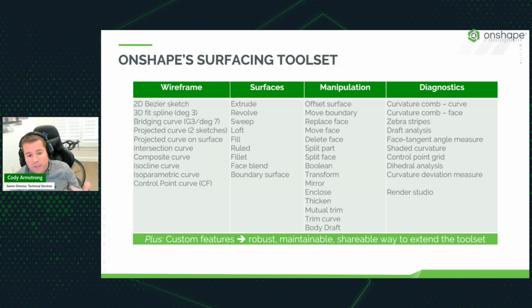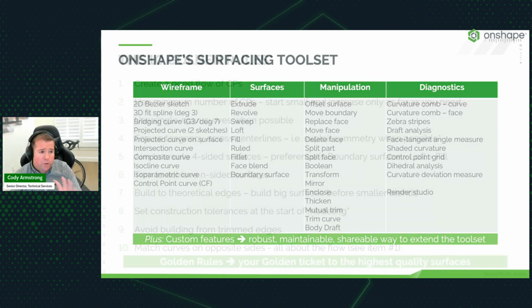Finally, diagnostics. Diagnostics is an important part of surface modeling. You want to constantly be diagnosing and analyzing your surfaces and your curves before you start building on top of them. And that's an important lesson that I want people to take away from this presentation: constantly be analyzing, constantly be diagnosing those surfaces and curves before you move on to the next step. And if you do that, you save yourself a lot of headache later on. And Onshape has a phenomenal set of diagnostic tools available to you. And I'm going to highlight a handful of those today as well. So those are the tool sets.